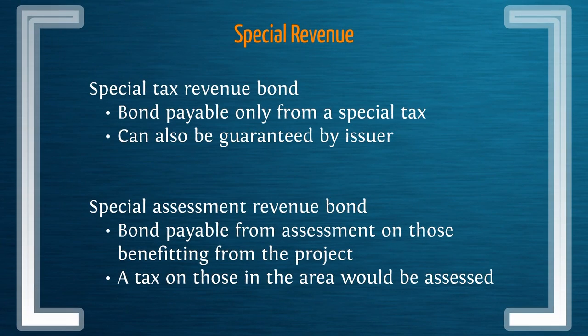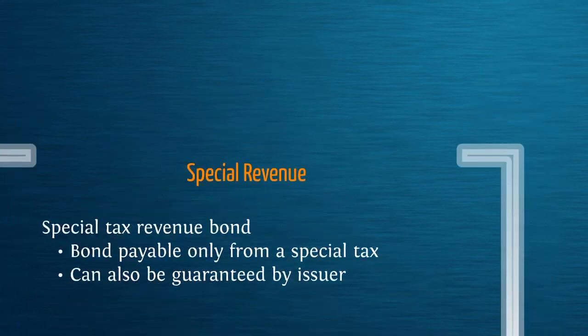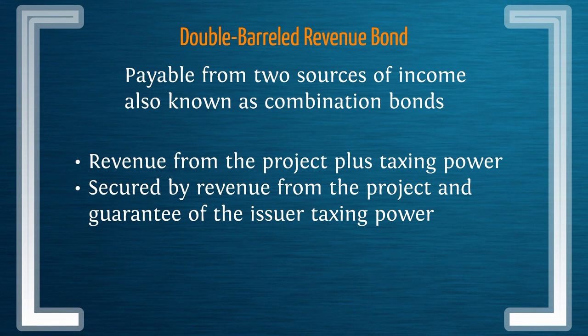A special revenue bond is backed by a special tax that's targeted just for this bond and can also be guaranteed as well by the entire taxing power of the issuing government. There's the double-barreled revenue bond, which has backing from two sources of income. So it's known as a combination bond also. You might have a bond that is backed by the funds from a project plus the taxing power of the issuing entity.